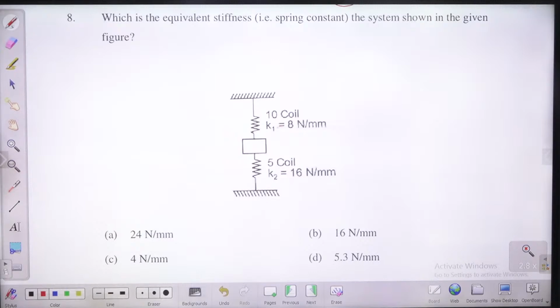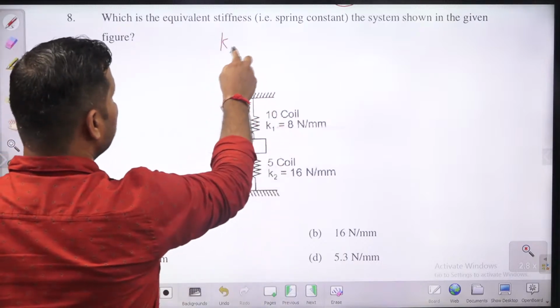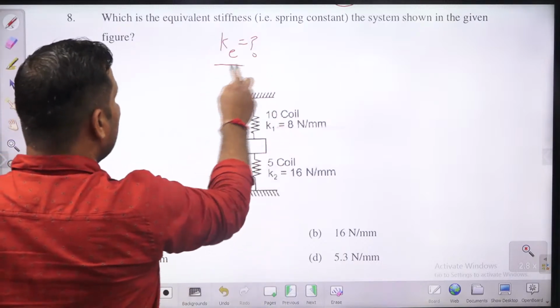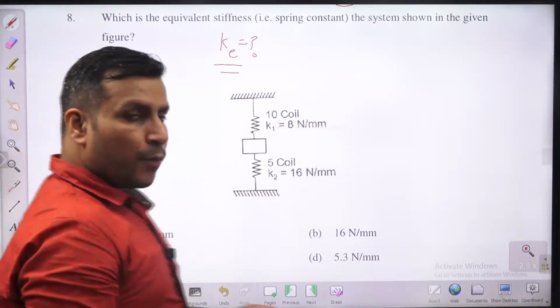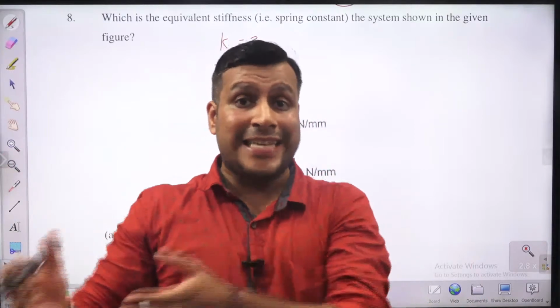Which is the equivalent stiffness of the system shown in figure? Guys, there is a system shown in figure. He is asking you the equivalent stiffness. Guys, there are two cases actually. We can consider the springs, the elastic behavior of the body, in series or parallel.